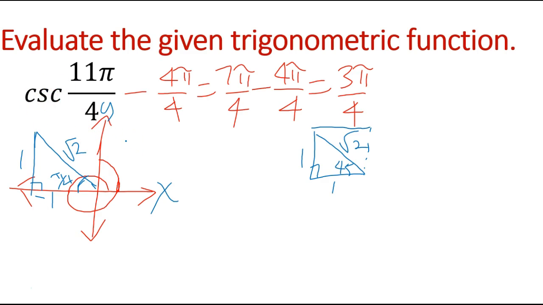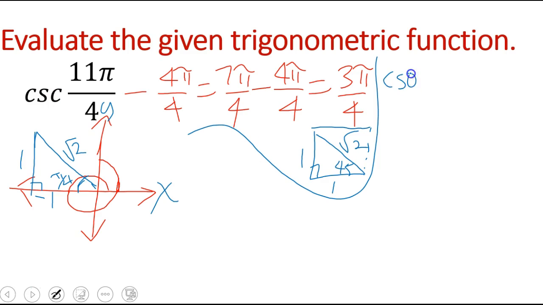Now cosecant theta is the reciprocal of sine. So it's going to be hypotenuse over opposite, because sine is opposite over hypotenuse.